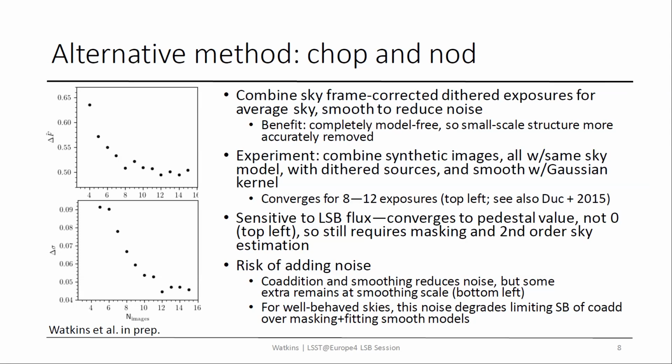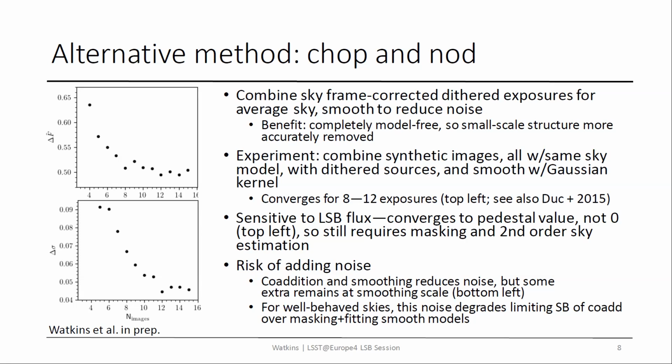What I'm showing on the left here, in the upper left, is the difference between the mean value of the sky that gets produced after combining these frames compared to the input model sky, as a function of number of exposures combined. I managed to reproduce what was reported in Duke et al. 2015, which is that it does converge after about 8 to 12 exposures. So you really don't need that many to get back a decent representation of your sky.